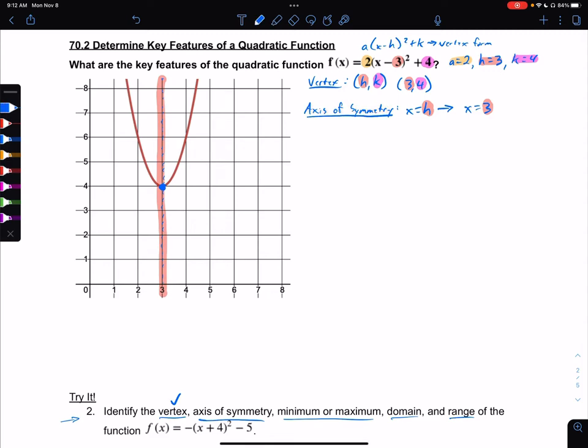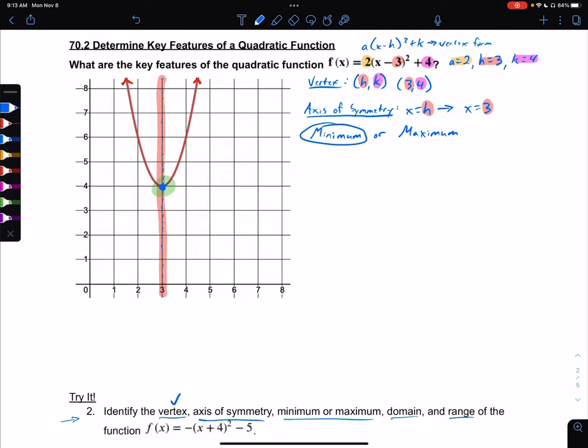All right, next we have the minimum or maximum. So what they're talking about in minimum or maximum is in relation to the vertex. They want to know, is the vertex the lowest point on the graph, or is it the highest point on the graph? Well, my vertex, which is right here, is the lowest point on my graph, right? Because the graph is going to keep going up. We'd have some arrows here. This graph will go up forever. So the vertex is the lowest point. So that is going to be a minimum.